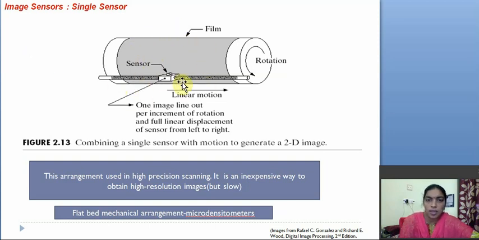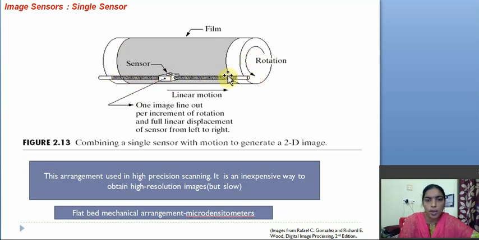So see here, this is the arrangement. Now one drum is there, and the film is placed here. What is the use of film? We will see. One film is there, and this is rotating like this. There is a mechanical arrangement to rotate this drum in this direction.